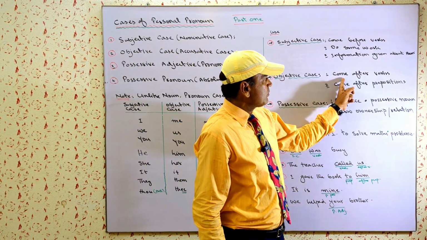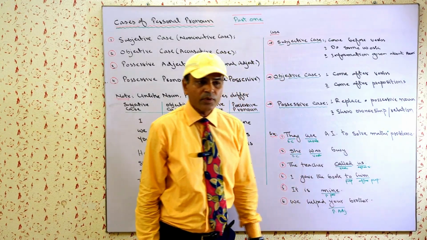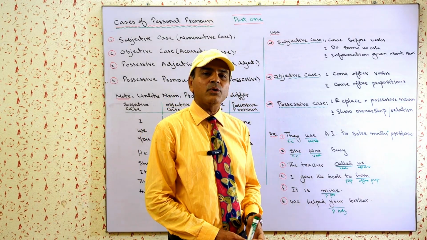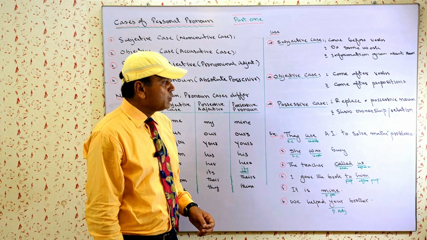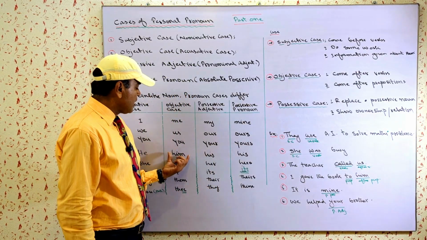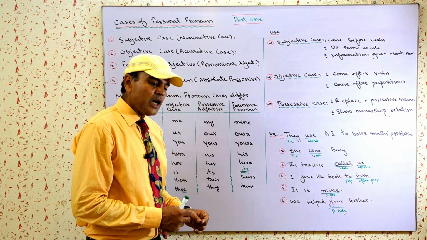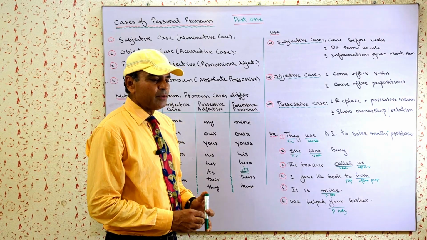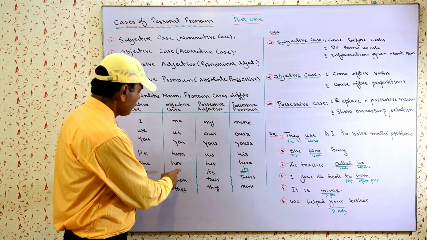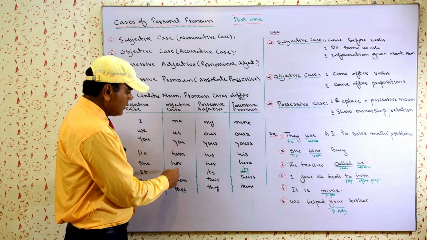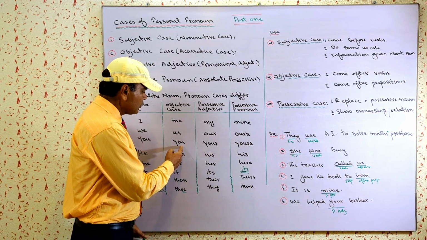So they come always after the verb or after prepositions. Preposition, we will also be talking about it in our coming lectures. But for now, you need to know that if the pronoun comes after a preposition, usually it is objective case. For example, for them. For is a preposition and them is objective case. And for you. So for and you is objective case.